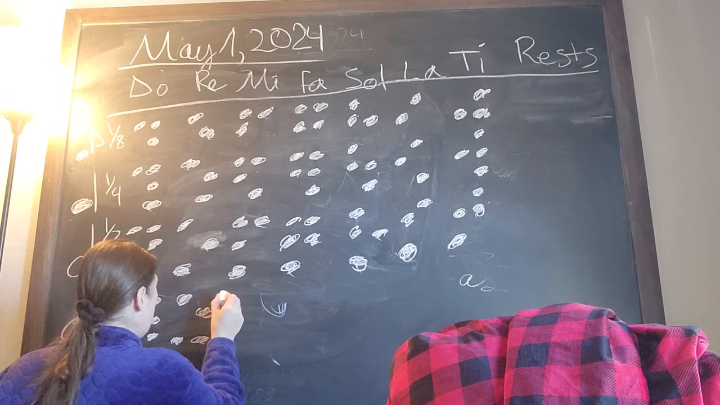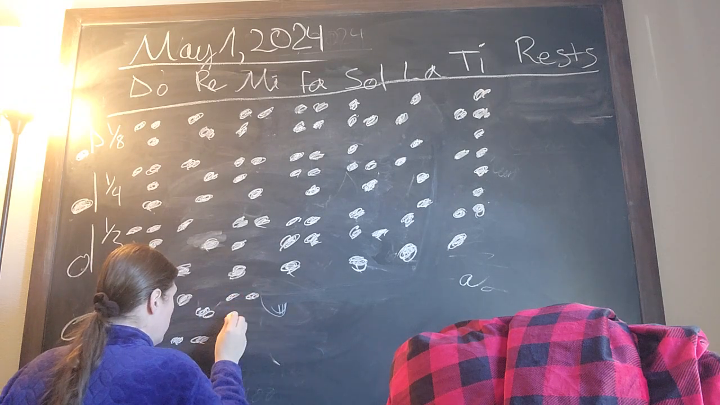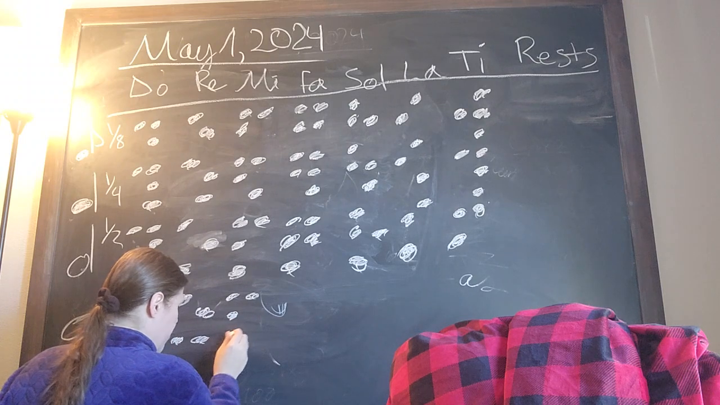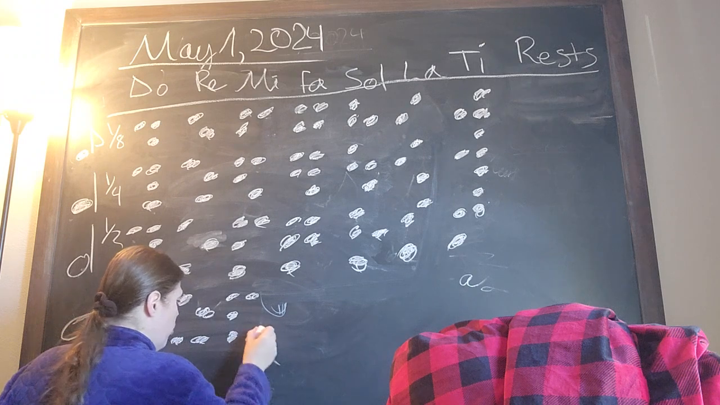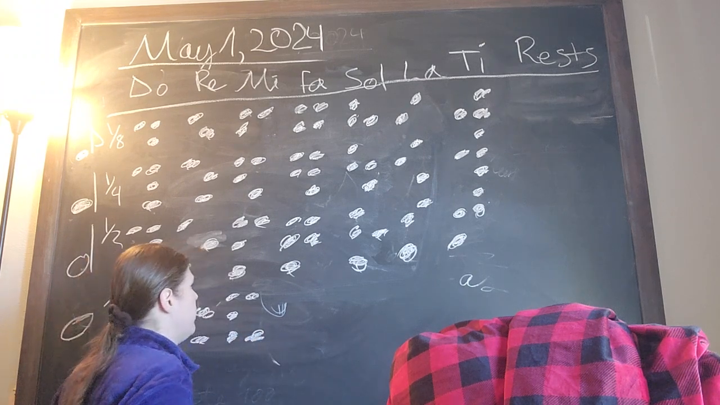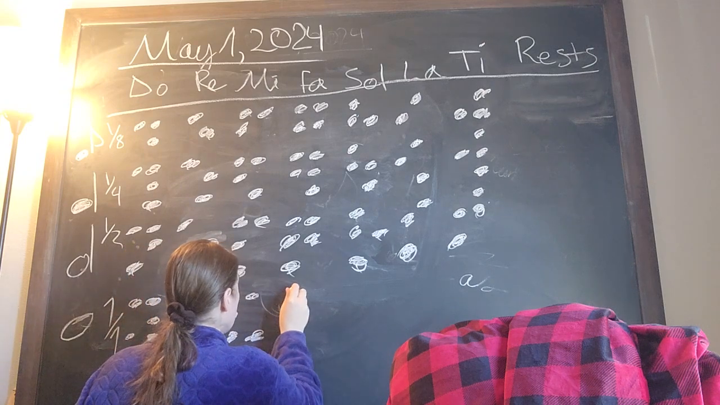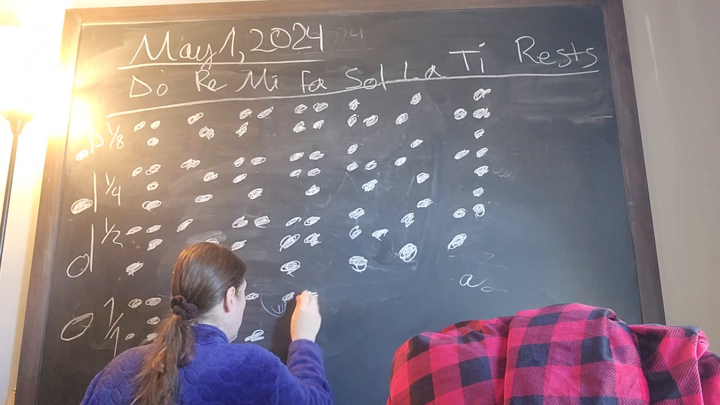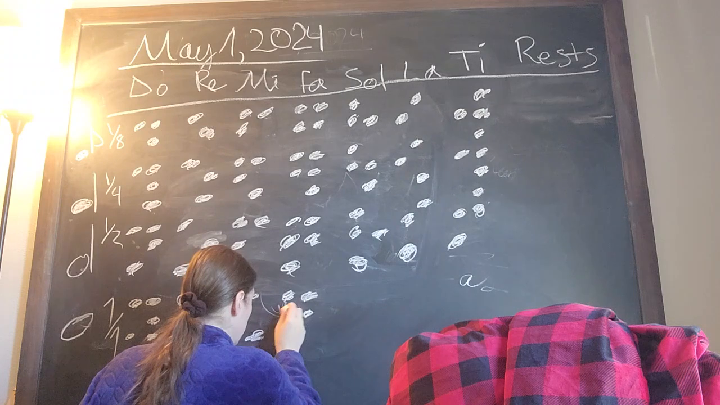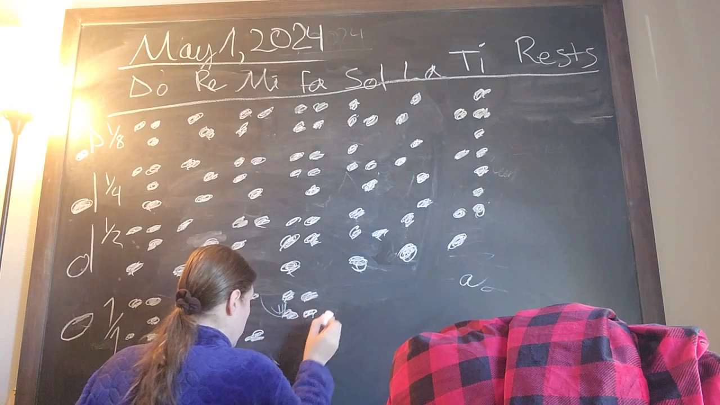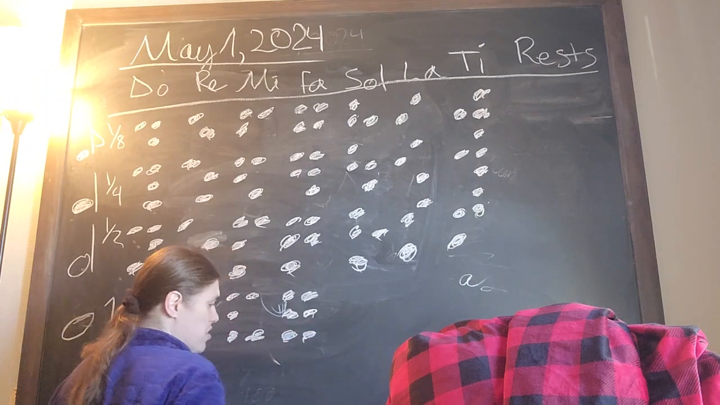And then mi, 1, 2, 4. And then dot 3 and 6. And that makes that a whole note. And then fa, which is probably going to be the easiest one. It literally is a whole cell filled in. There's your fa, and then dot 3 and 6.